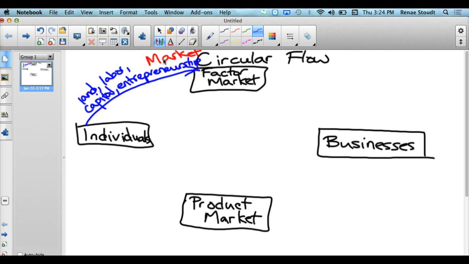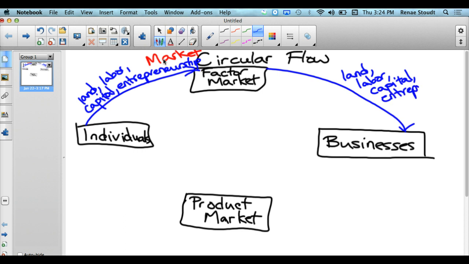They're going to take that to the factor market, and the businesses are then going to go to the factor market to get connected with these individuals, and out of the factor market, businesses are going to get the land, the labor, the capital, and the entrepreneurship. So the businesses are going to get these four things out of the factor market from the individuals.